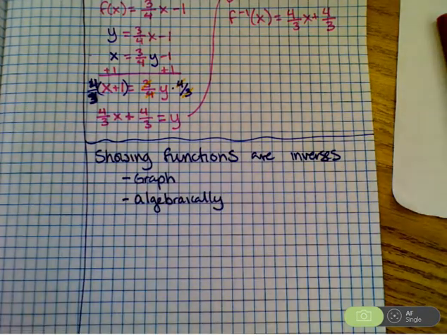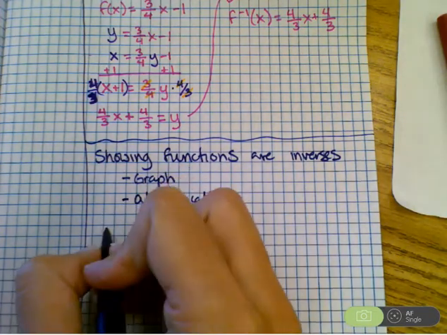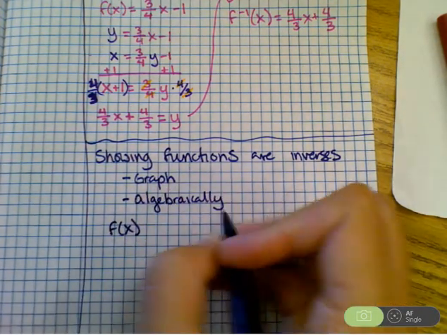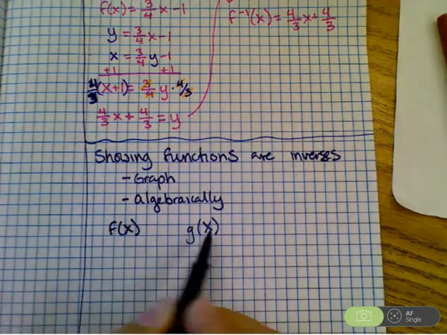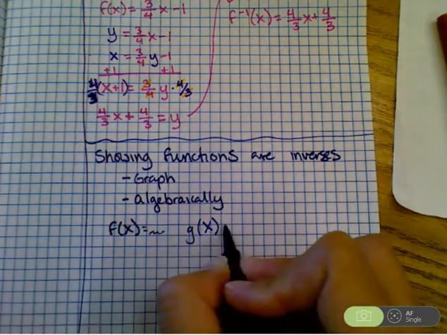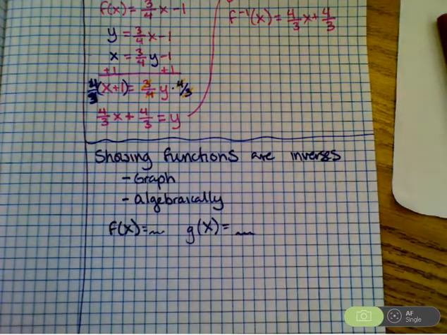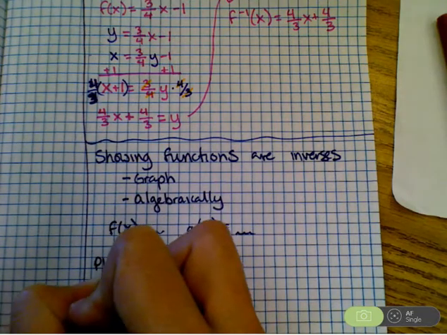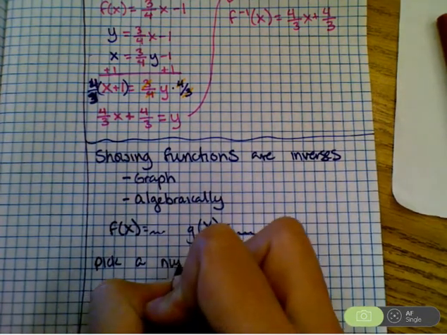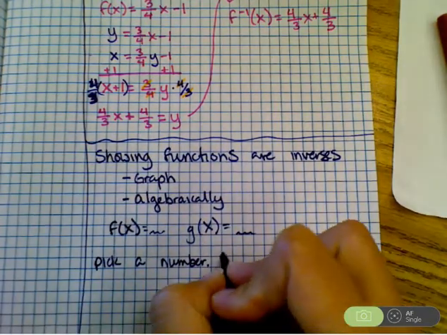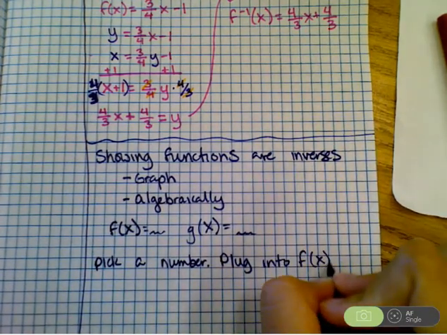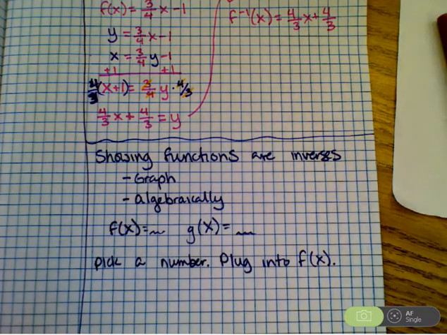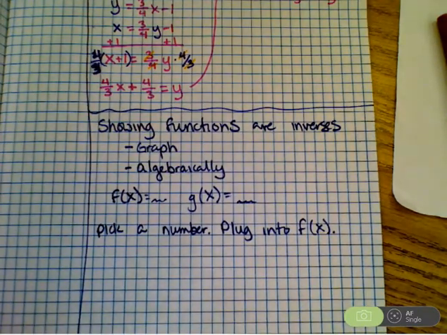And in order to check algebraically, what's going to happen is you're going to have two functions. You're going to have f of x and you're going to have g of x. And you're trying to determine if those are inverses. So f of x is equal to something, g of x is equal to something else. What you want to do is you want to pick a number. You want to plug that number into f of x. And I'll show you how to do this. Just got to get the words out first. So we plug that into f of x.